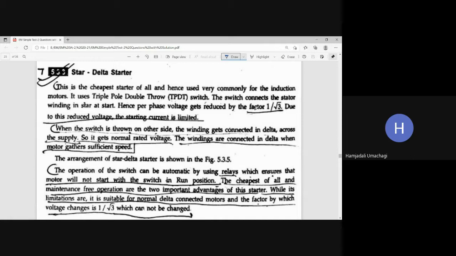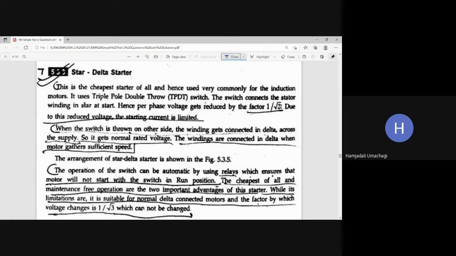So if I want to control that current, if I want to reduce that current, I should reduce the voltage. So reducing the voltage is nothing but what? Connecting the induction motor stator winding in star connection. In star, phase voltage is 1 by root 3 times of line voltage. So here line voltage is getting reduced by 1 by root 3 times. Because of this reduced voltage, we are getting reduced current.